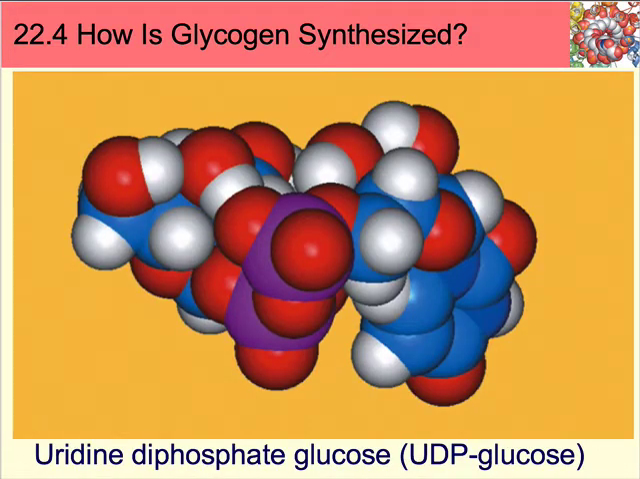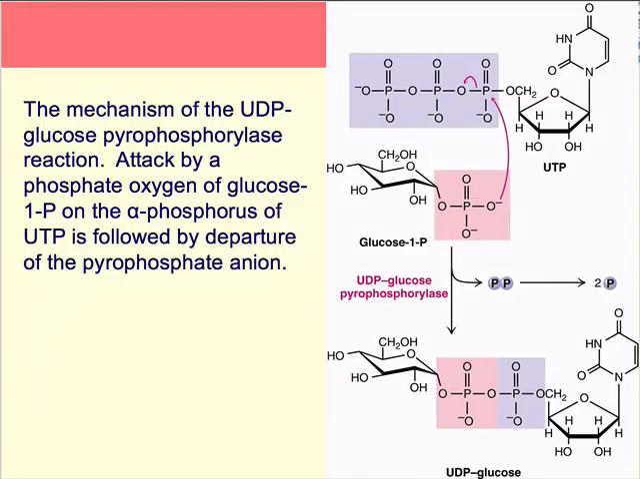Here's a picture of uridine diphosphoglucose. UDP glucose is another good name for it. And here's the mechanism of the UDP glucose pyrophosphorylase reaction. It shows attack by a phosphate oxygen of glucose 1-phosphate on the alpha phosphorus of UTP, followed by departure of the pyrophosphate anion. And notice that you've formed another phosphoric anhydride here.